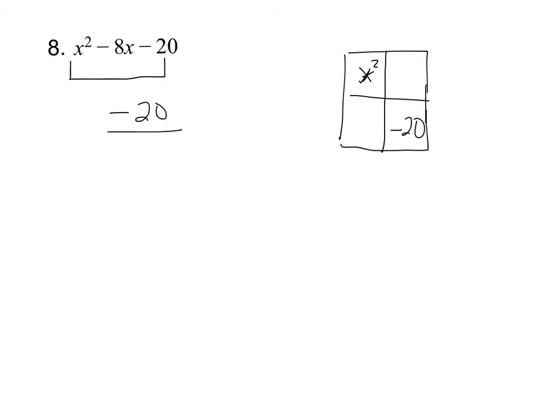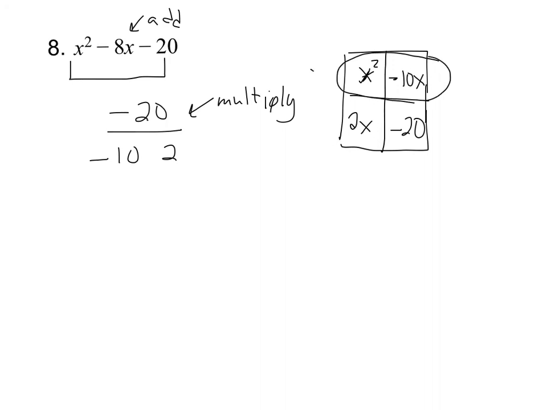So now we're trying to figure two numbers that multiply to negative 20, but have to add to negative 8. And if you think about it, not a very tricky pair. It would be negative 10 and positive 2. Those multiply to negative 20. Those add to negative 8. So I'll put those in these boxes. Doesn't matter which goes where. And then I'll start taking out some GCFs.